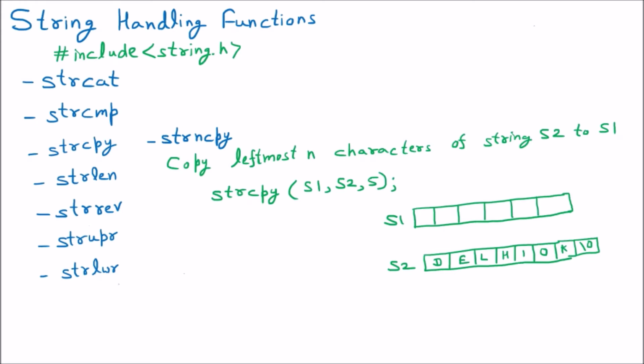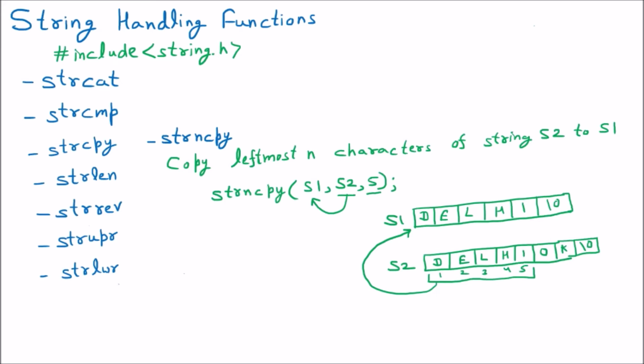Now what is going to happen? It is going to take the first 5 characters of s2 and store them into s1. So take the first 5 characters, 1 2 3 4 5. These 5 characters are taken and copied to string 1. String 1 was initially empty. Now it will have DELHI copied, and at the end /0 will be automatically applied by the compiler. So this is the function, that is strncpy.